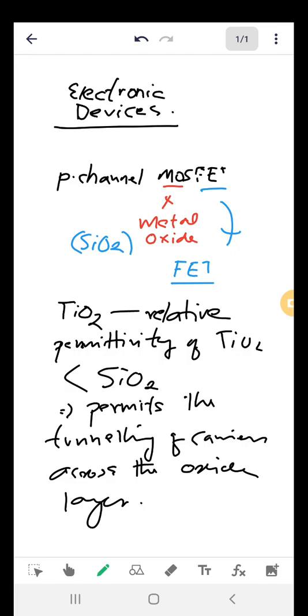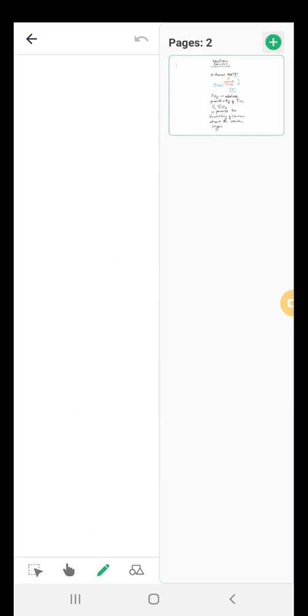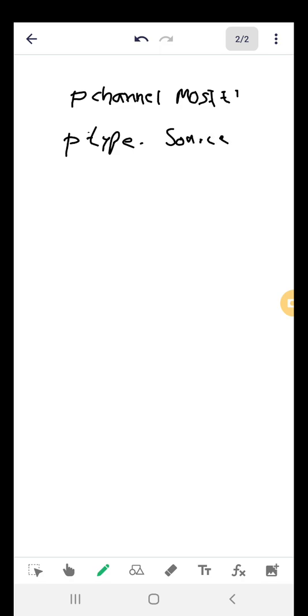Now, a MOSFET has got three terminals. So when you talk about a P-channel MOSFET, it consists of a P-channel source or P-type source, and a P-type drain, and N-type bulk.